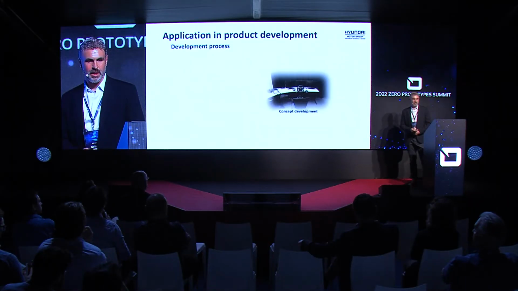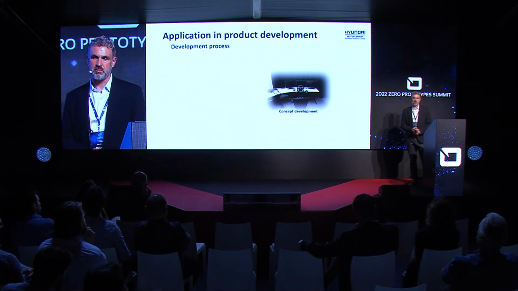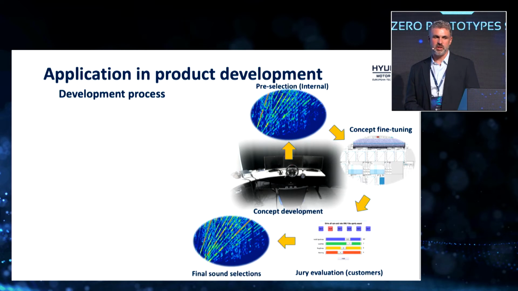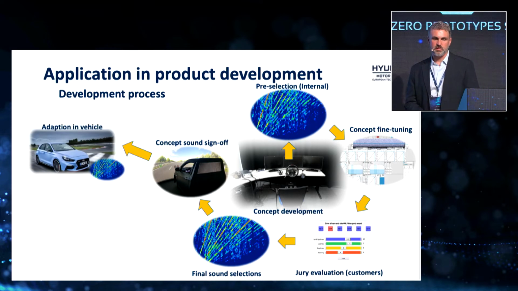Okay, so just a bit about the development process. We start with the NVH simulator, and like I mentioned already before, we have the base model in there, and we start creating the concept sounds. And then we get to the pre-selection. So maybe we make 10 concept sounds, and we can use the simulator maybe internally with some of our colleagues to select some of the more interesting sounds. And then from those sounds, when they're selected, we go to the fine tuning and do some concept tuning, and then we can move on to the jury evaluation.